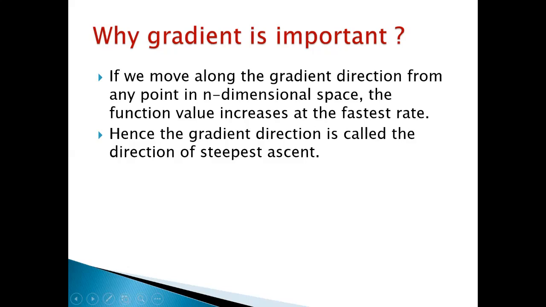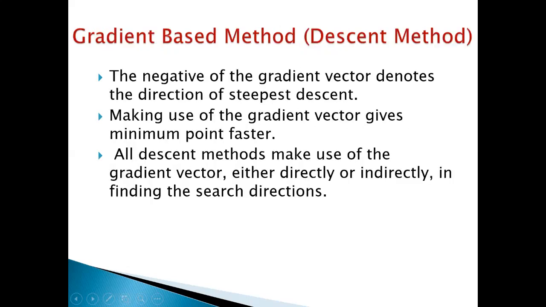Now, steepest ascent is related to f of x. When we take the direction in the negative, it will be called the steepest descent method, wherein we use the gradient again. That means we take the derivative of the function with respect to input x. The negative of the gradient vector denotes the direction of steepest descent. Making use of the gradient vector gives the minimum point faster. All descent methods make use of the gradient vector either directly or indirectly in finding the search direction.